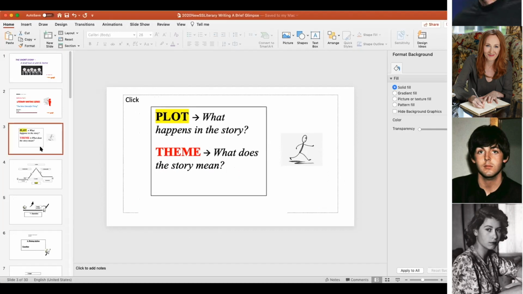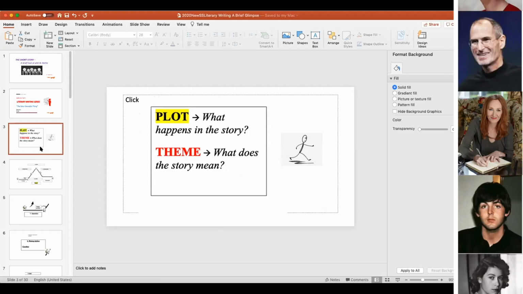So plot, when you talk to someone after a movie, they say, you know, she came in and then they went there and then that happened and that happened and that happened. That is plot. It's just what happened. But what does it mean to us? And that's what we're mostly interested in.